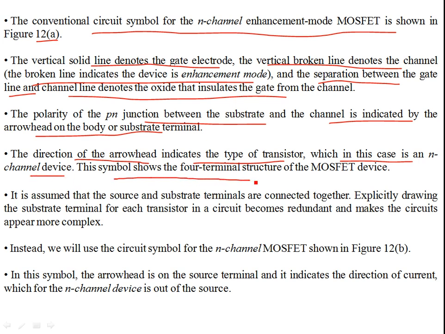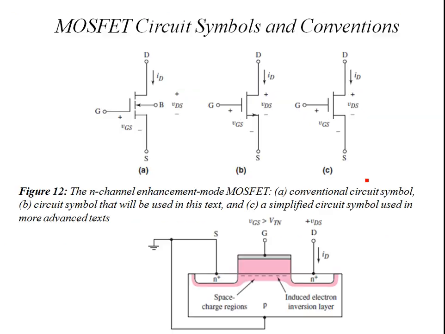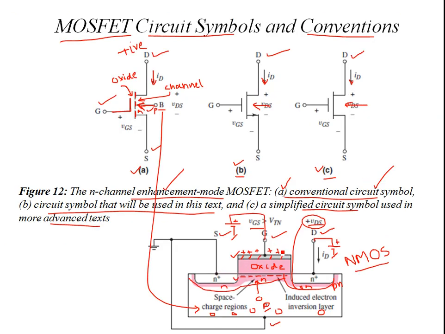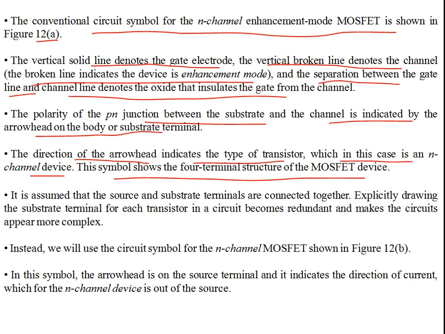The symbol shows a four-terminal structure of the MOSFET device. Yes, it is a four-terminal device, but it becomes redundant to show the bulk terminal because it is at the same potential as the source. So you just show the source only. It is assumed that the source and the substrate terminals are connected together. Explicitly drawing the substrate terminal for each transistor in a circuit becomes redundant and makes the circuit symbol more complex. So the idea is not to include the substrate.